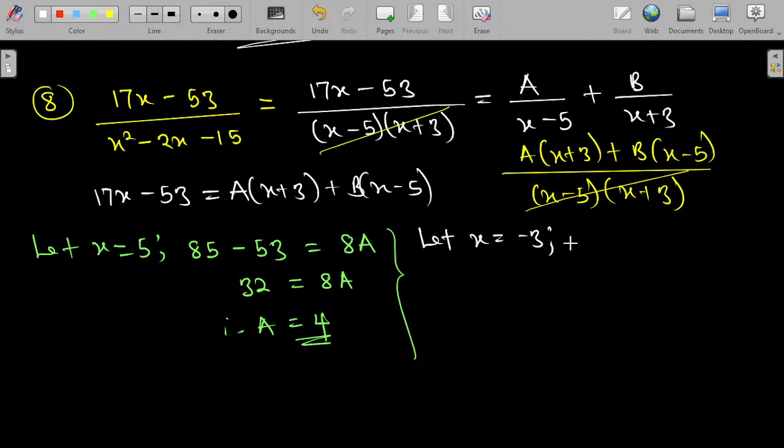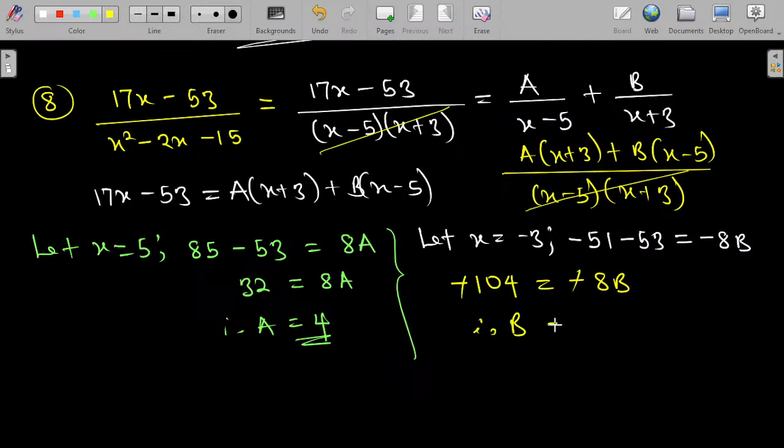Join the two of them, you get minus 51 minus 53, which is this one, is equal to, on the right hand side, a will turn to 0. So if you put minus 3 here, you'll get minus 3 minus 5, which will be minus 8b. Okay, so if we get that, we'll join these two, which will give us minus 104, and that's equal to minus 8b. So of course minus will cancel minus, and my b will be equal to 104 over 8.